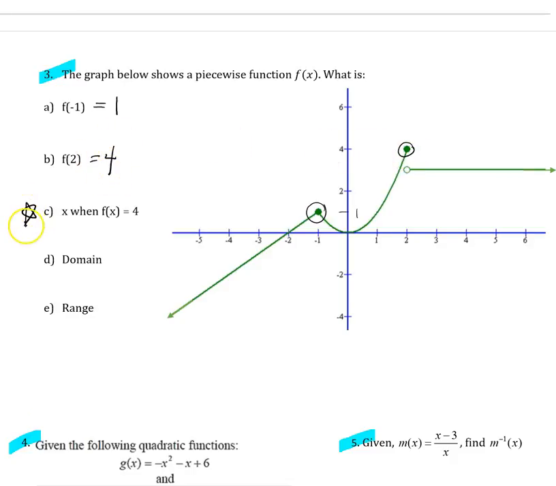Now this one is one that stumps people. I want to find x when f of x equals 4. So this is related to the one above it. f of x equals 4 is the same thing as y equals 4. So you would look at the line y equals 4 and see where it crosses the function f of x. It crosses at this corresponding x value of 2. So your answer is x equals 2.